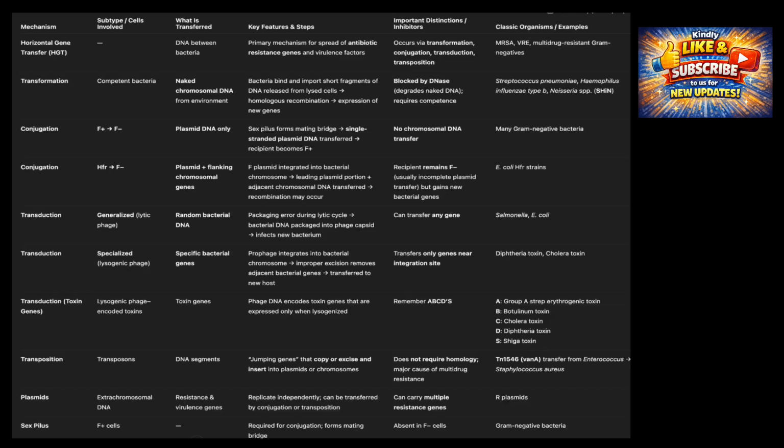An advanced form is the HFR cell, which stands for high-frequency recombination. In an HFR cell, the F plasmid is integrated into the bacterial chromosome. When conjugation begins, DNA transfer starts in the plasmid region and continues into nearby chromosomal genes. Because the mating bridge usually breaks early, the entire chromosome does not transfer.